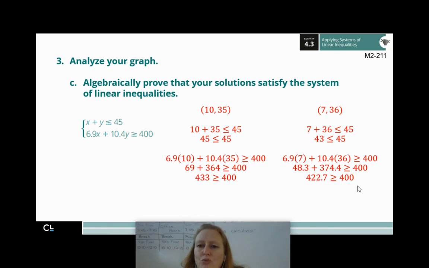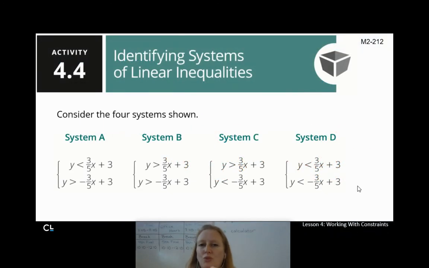All right. I have for you 4 systems of linear inequalities. I would like you to consider all of these systems, system A, B, C, and D. Now, there are definitely some similarities here. 3/5 x plus 3, negative 3/5 x plus 3. They all have that. But notice we have less than, greater than, greater than, greater than, greater than, less than, less than, less than.